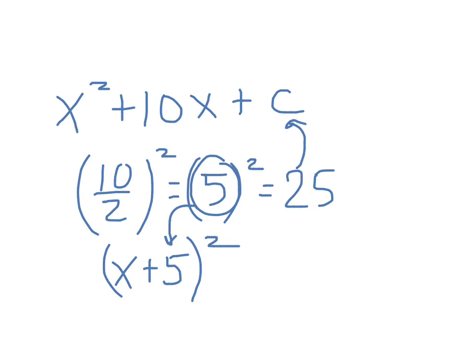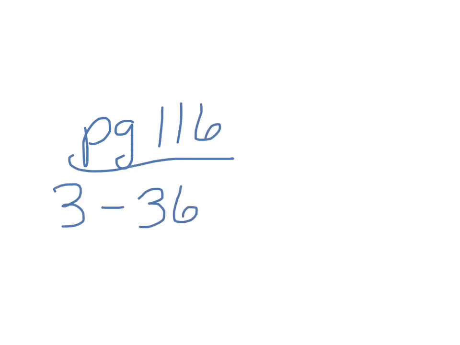Do you want to do another square root? Yeah. Franklin Erickson? Okay. Anybody else, or is everybody all right with how we do the last ones? Okay. So on page 116, we're 3 to 36 multiples of 3.